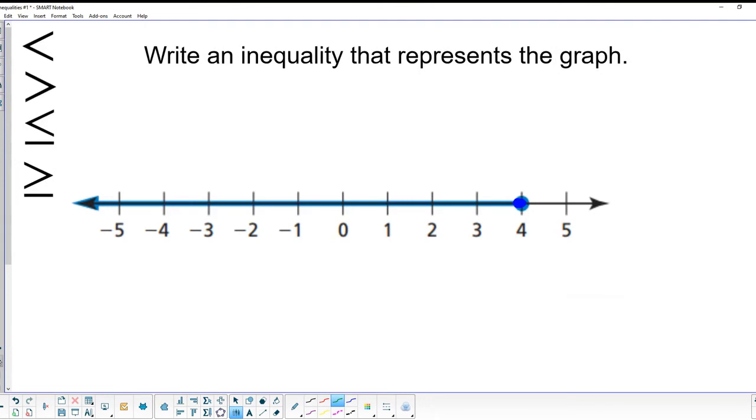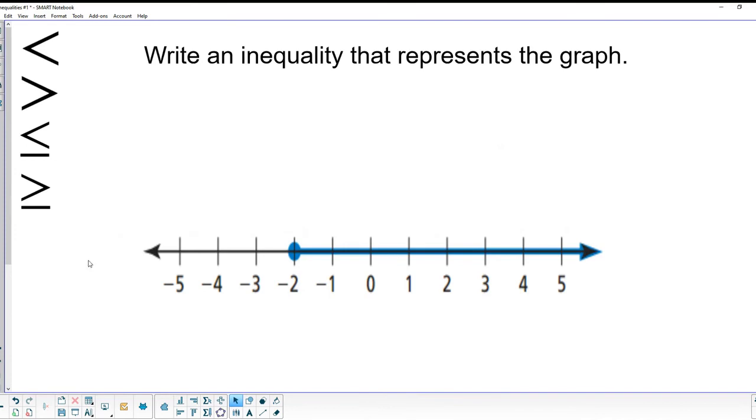How about this one? Well, we've got a solid dot at 4. So in this case, we're going to have x and 4. And it looks to me like it's a less than or equal to situation. So we bring over a less than or equal to. And there's our inequality.